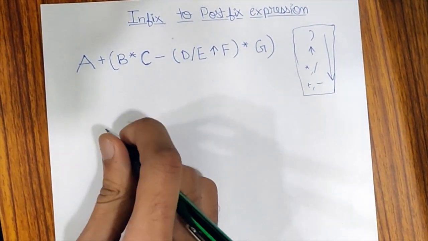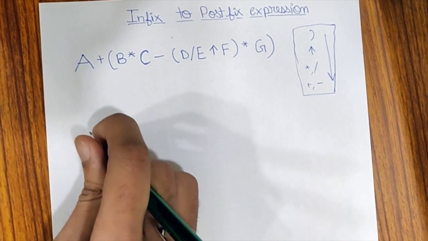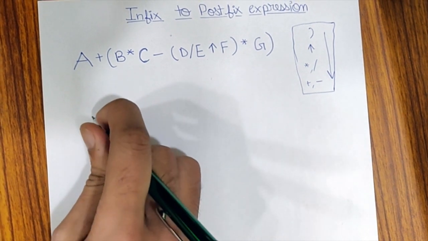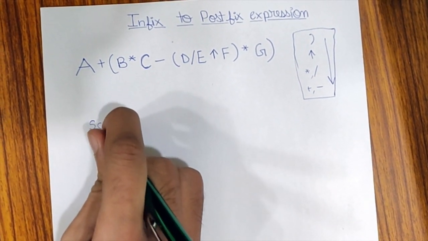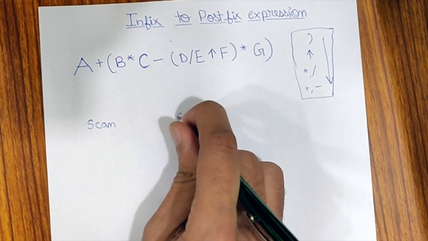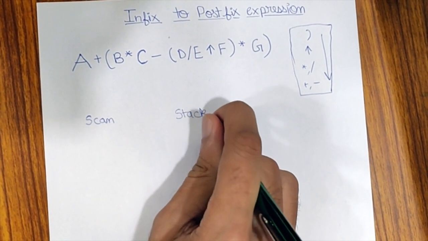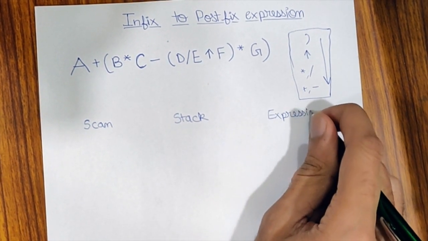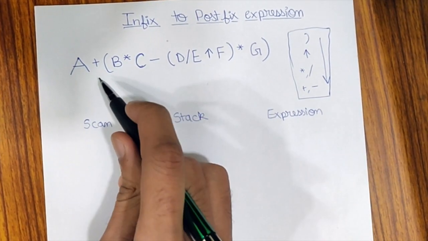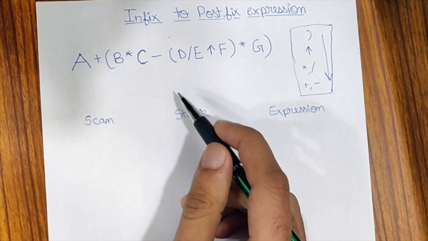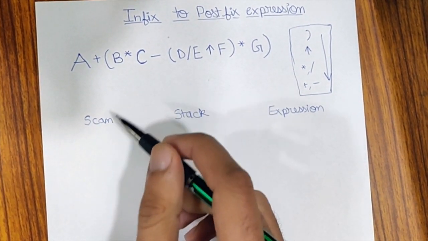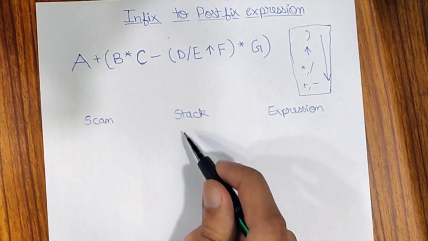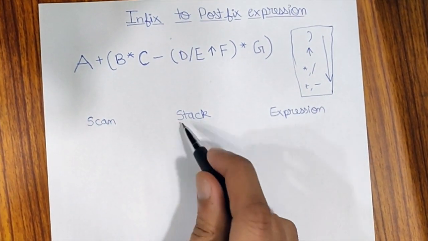To start with, we first make 3 columns and name them scan, stack, and expression. What we are going to be doing is taking all the values from left to right, one by one in a sequence, and putting them in the scan. We're going to put all the operators in the stack.